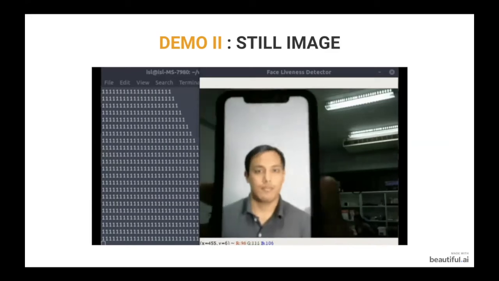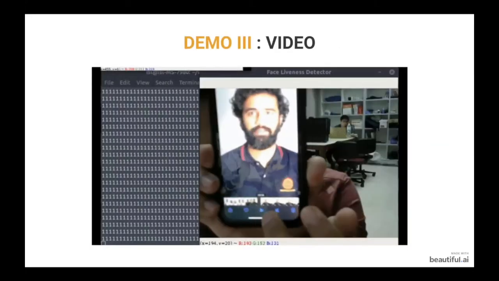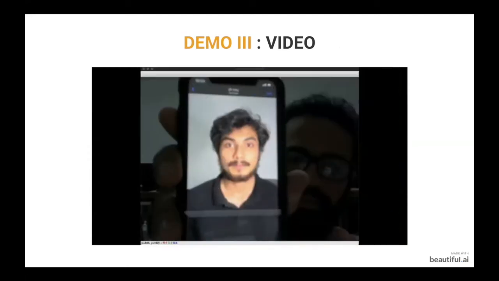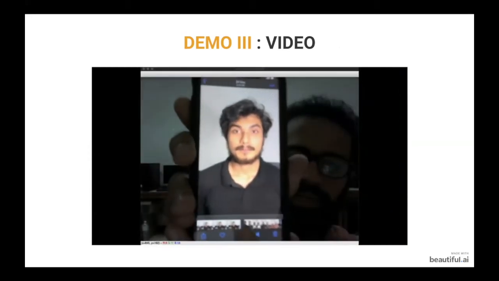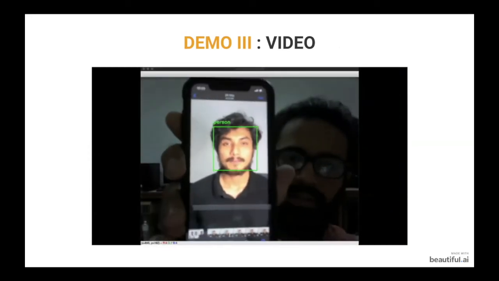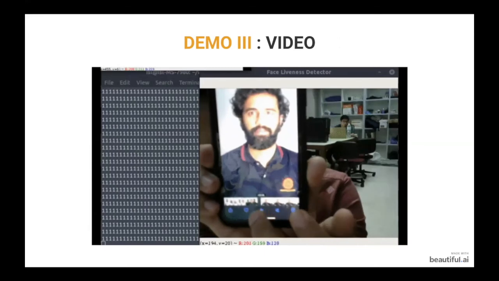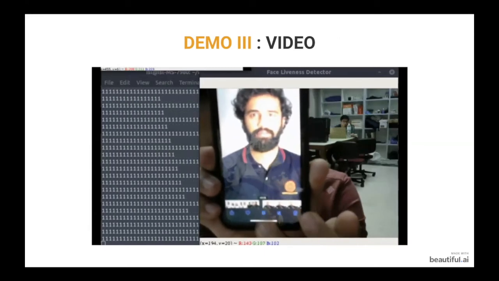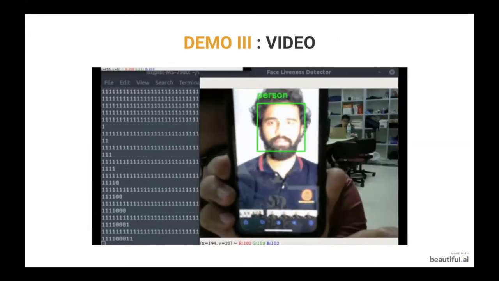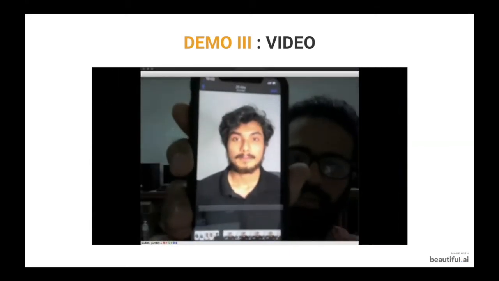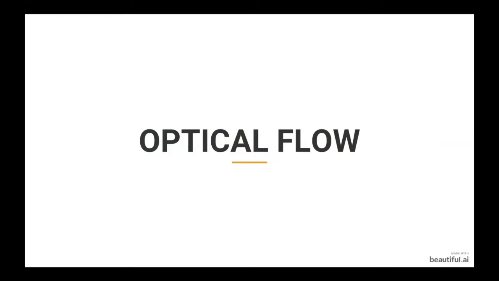Now the question is, what happens if it's a video? As you may have guessed, of course, it doesn't perform so well because the blink detection logic is very simple. If it detects a blink, then we classify it as a person. So in this case, if we spoof with a video, then it fails. So it takes us to our next topic, which is optical flow.